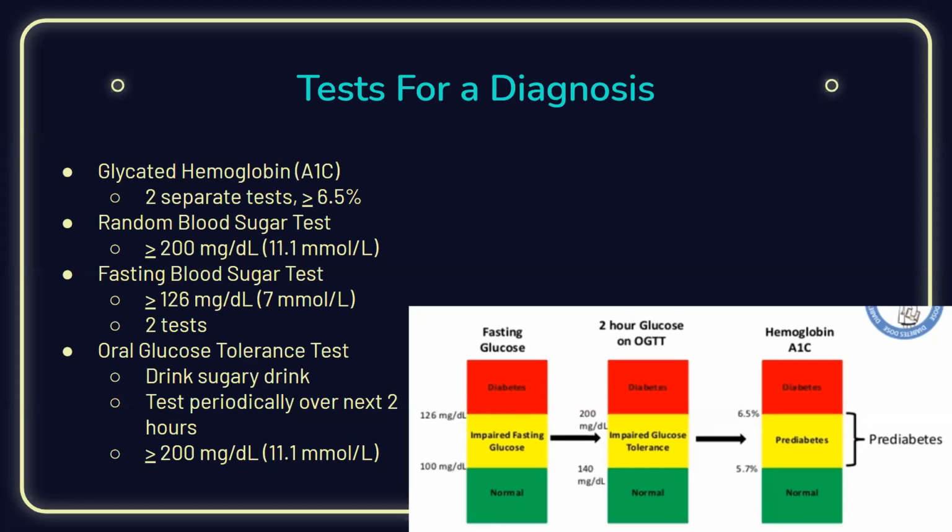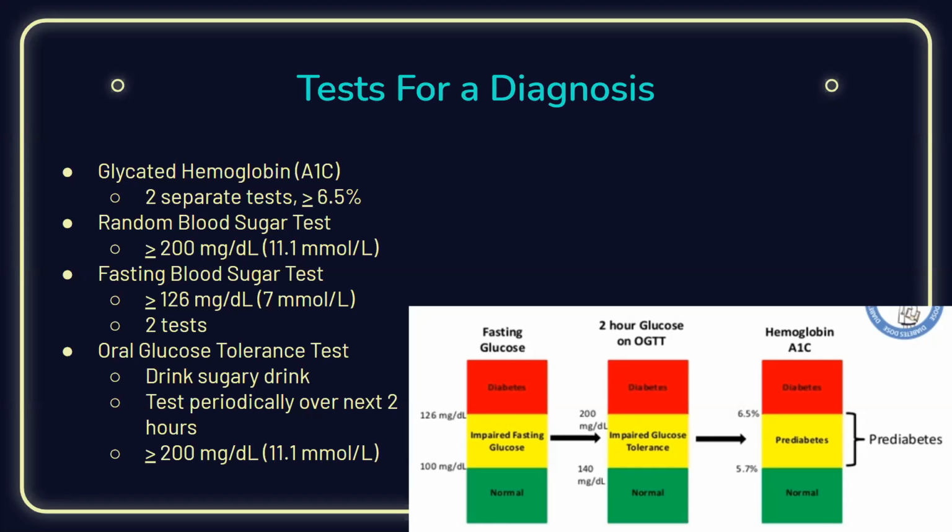Then if you have greater than or equal to 126 milligrams per deciliter, or 7 millimoles per liter, that's going to be an indication that you do have type 2 diabetes. And again, you're going to take two tests with this. They want to make sure that this is accurate. And there are also different ways to do this.